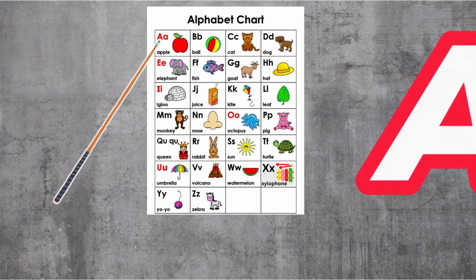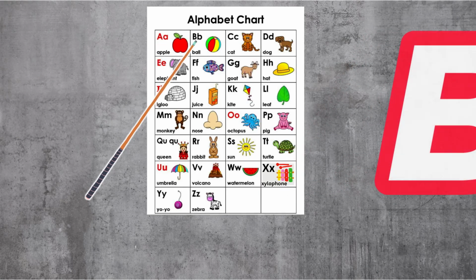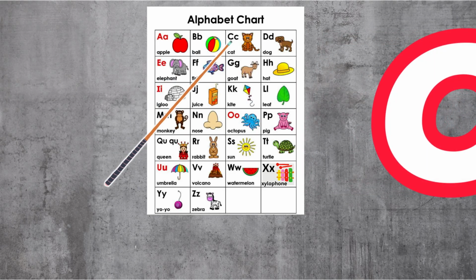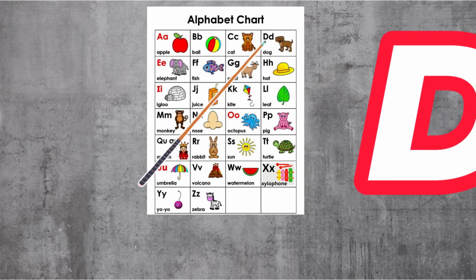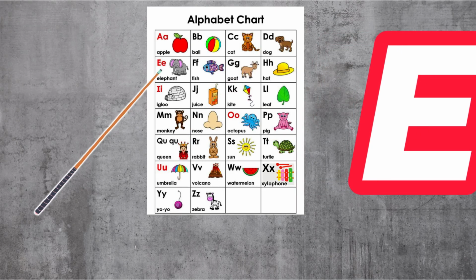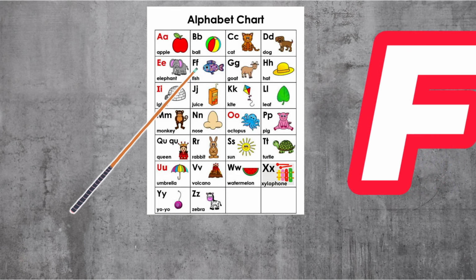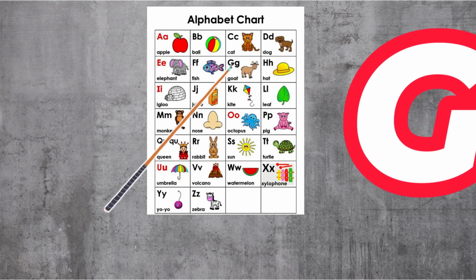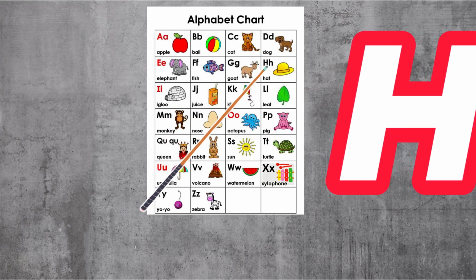A for apple. B for ball. C for cat. D for dog. E for elephant. F for fish. G for goat. H for hat.